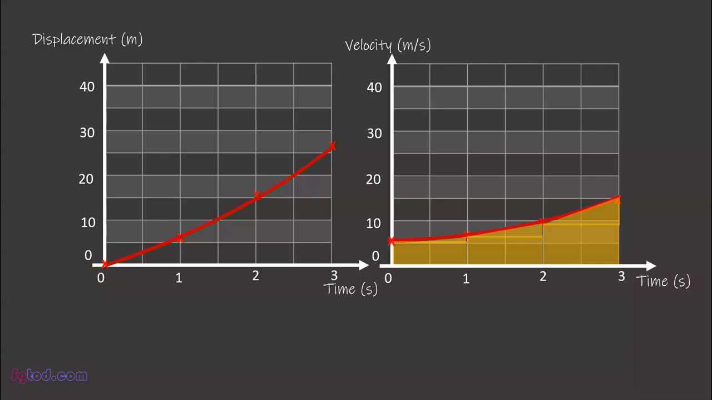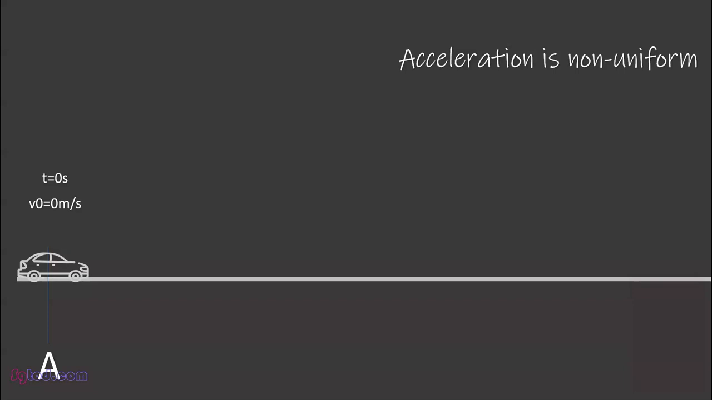Just as in the case of uniform acceleration, the gradient of the tangent to any point of the displacement time graph will give the instantaneous velocity. The gradient at any point on the velocity time graph will give the instantaneous acceleration. The area under the velocity time graph will give the distance traveled or displacement. Now let's look at another example.